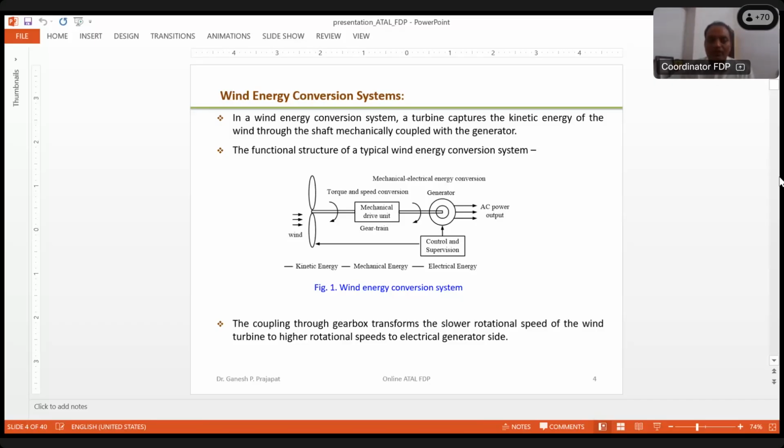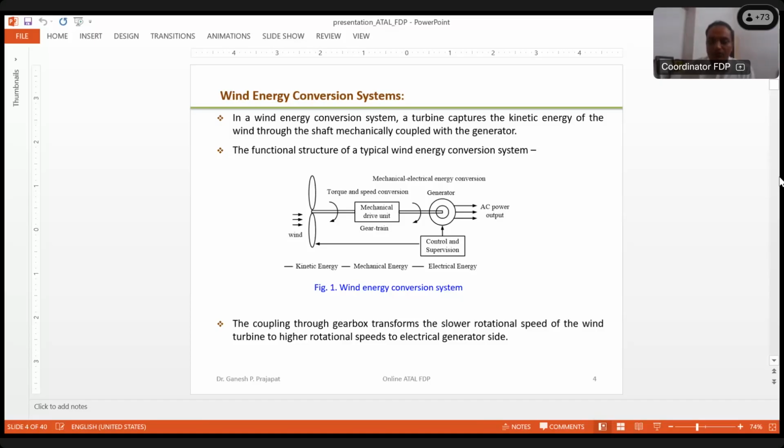So one can understand that the important components present in wind-based systems are the wind turbine, which is one of the prominent parts. Then the coupling mechanism, there is one gearbox between the generator and turbine, which is also an important part. Then another one is the generator, which should be selected according to our need, or according to the availability of the wind.